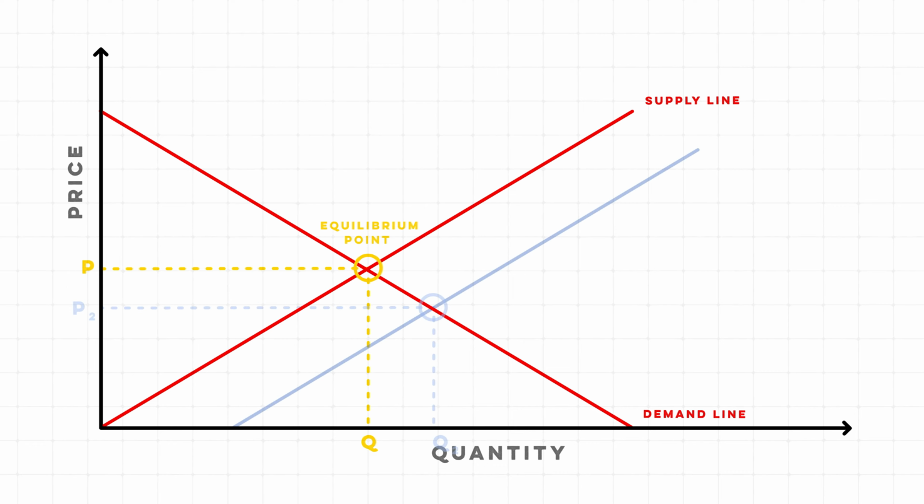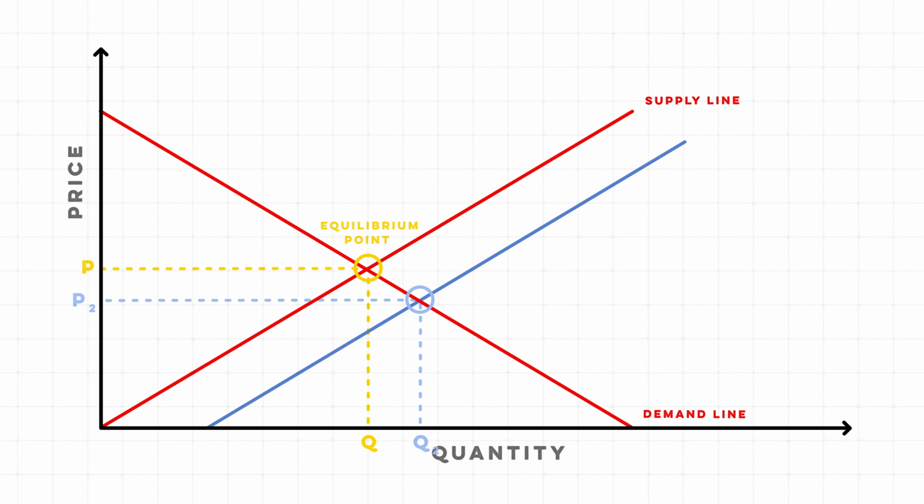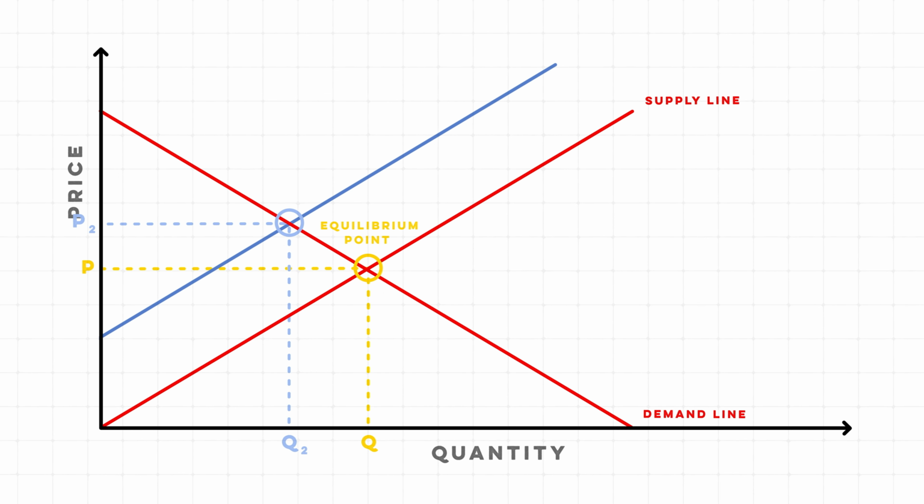If supply shifts, again, when it shifts to the right to show an increase, this will lead to a lower equilibrium price, but a higher quantity. However, with the supply decrease and moving to the left, it will raise the equilibrium price and lower the quantity.